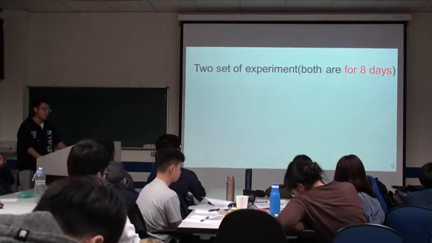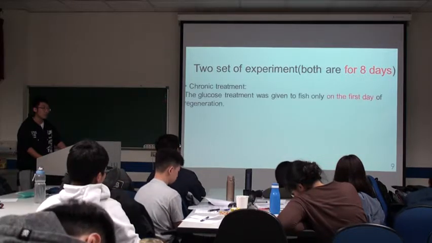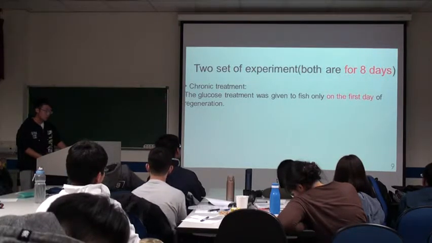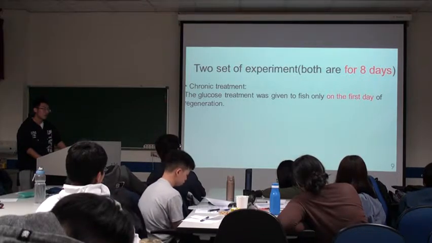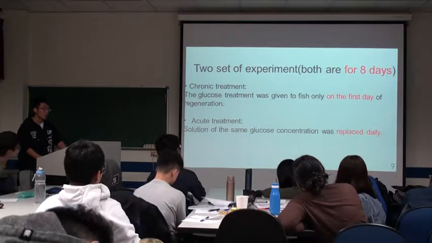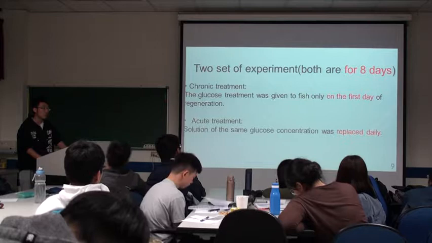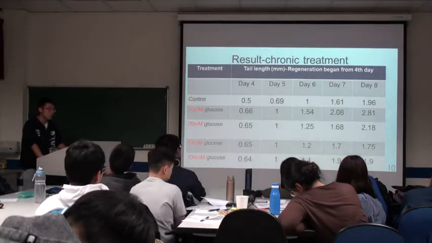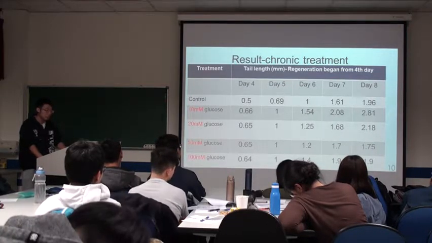And we have 2 sets of experiments, both for 8 days. One is chronic treatment: the glucose treatment was given to fish only on the first day of the regeneration. And the other is acute treatment: a solution of the same glucose concentration was replaced daily. Next, I will show you the results of chronic treatment and acute treatment.